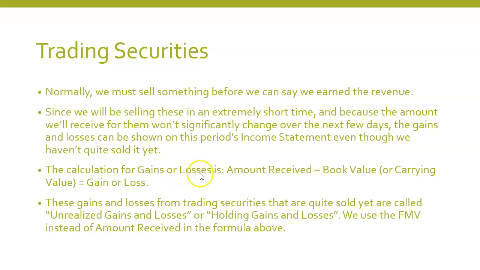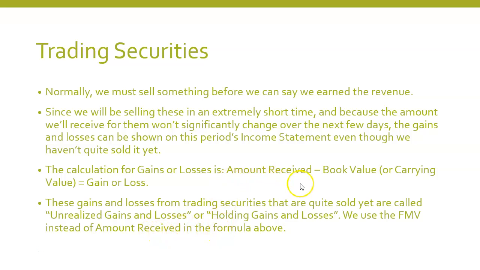The calculation for gains or losses is the amount received minus the book value, which also means the carrying value, and that equals the gain or loss. Okay, so these gains and losses that are not quite sold yet are called unrealized gains or losses, or holding gains and losses. We use the fair market value instead of the amount received in the formula above.